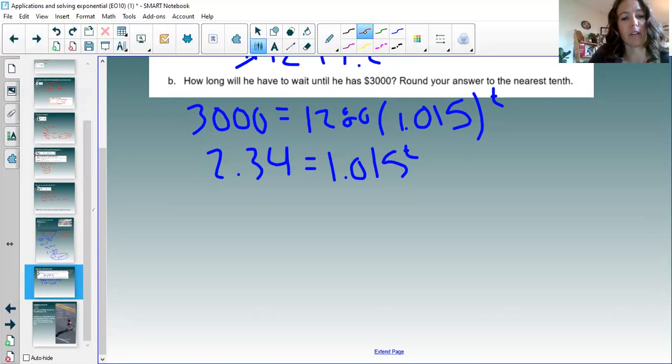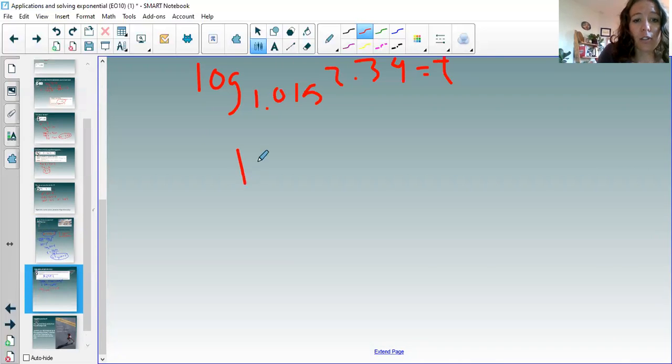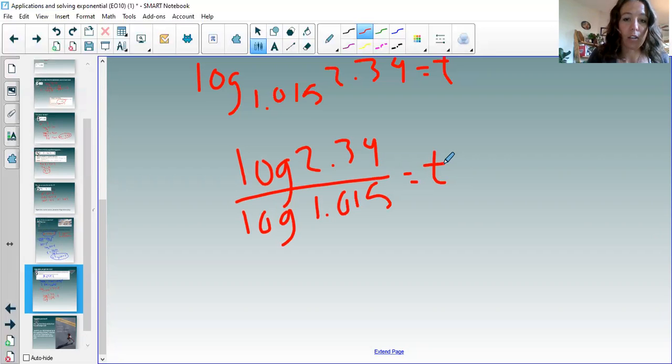Now I can turn this into logarithmic form. So I know that log base 1.015 of 2.34 will give me t. Turn this into base 10. Log of 2.34 over log of 1.015 is going to give you your t. So let's see what that is. Log 2.34 divided by log 1.015, 57.